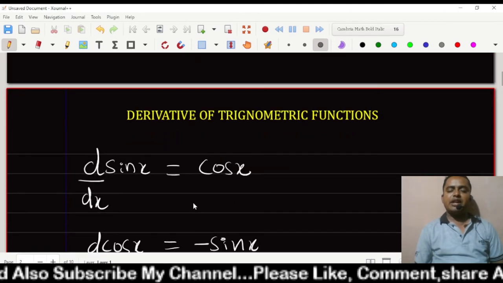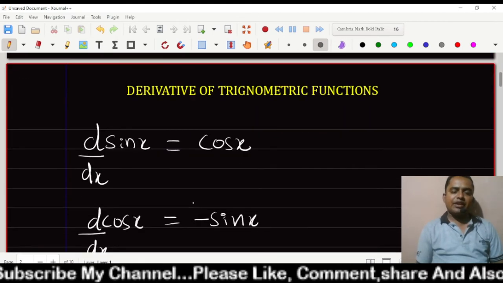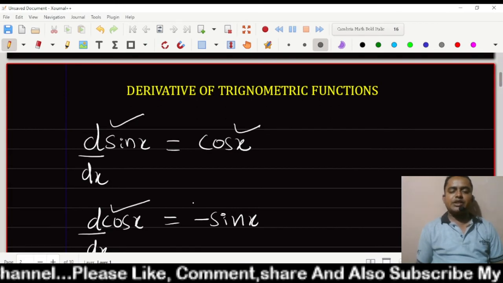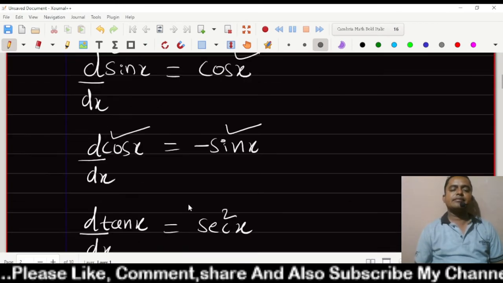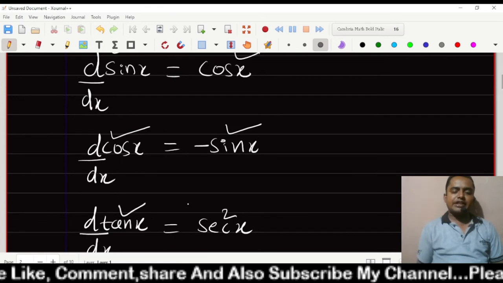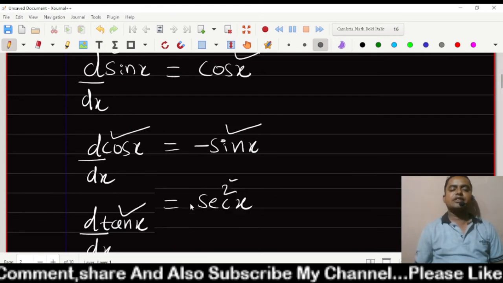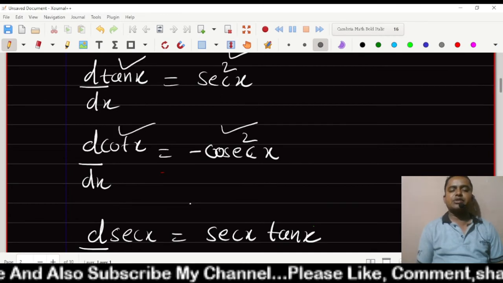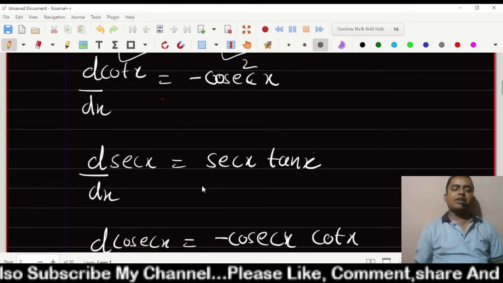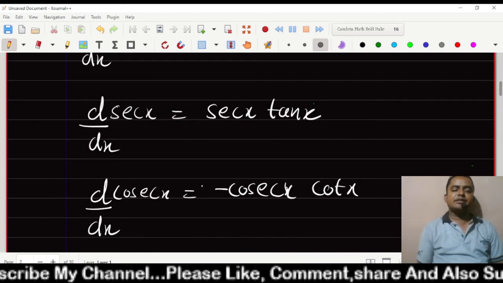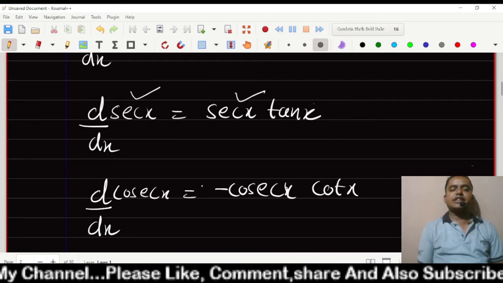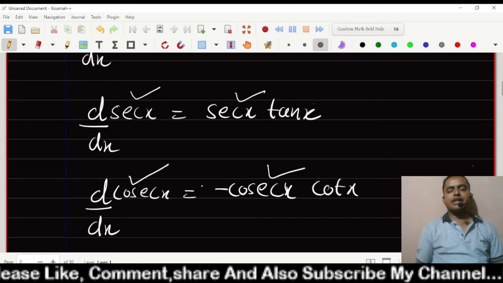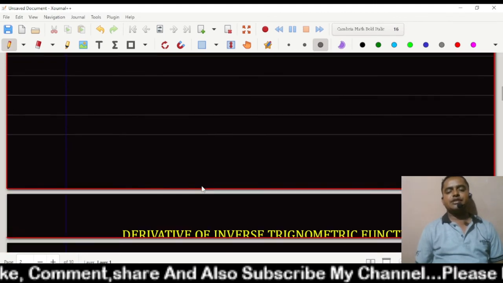See here, once again I will repeat. Derivative of trigonometric functions. First one, derivative of sin x is cos x. Derivative of cos x is minus sin x. And derivative of tan x is sec square x. Derivative of cot x with respect to x is minus cosec square x. Derivative of sec x is sec x into tan x. And derivative of cosec x is minus cosec x cot x.